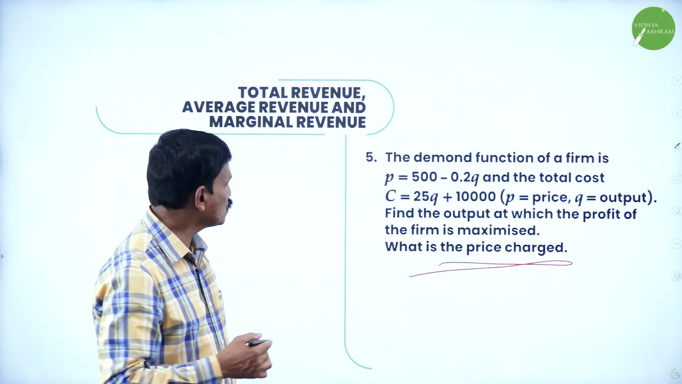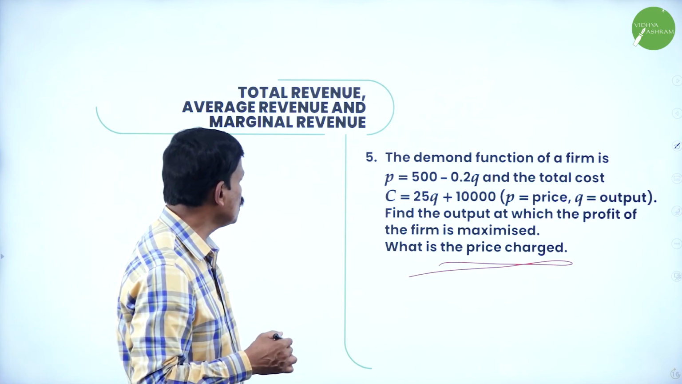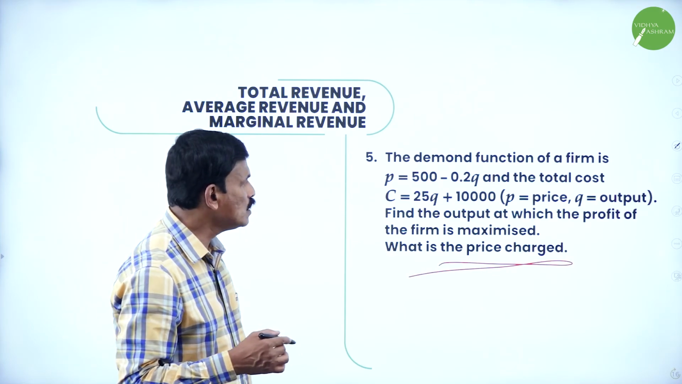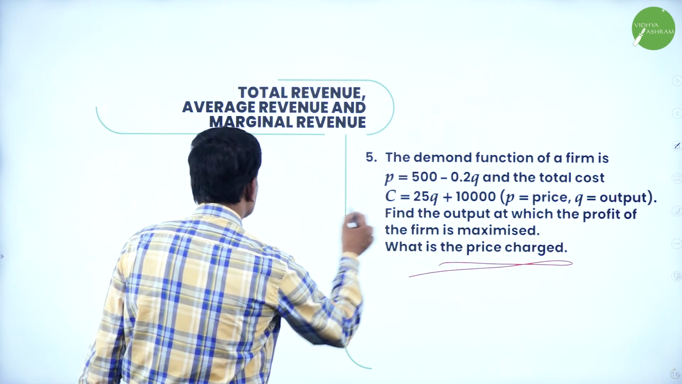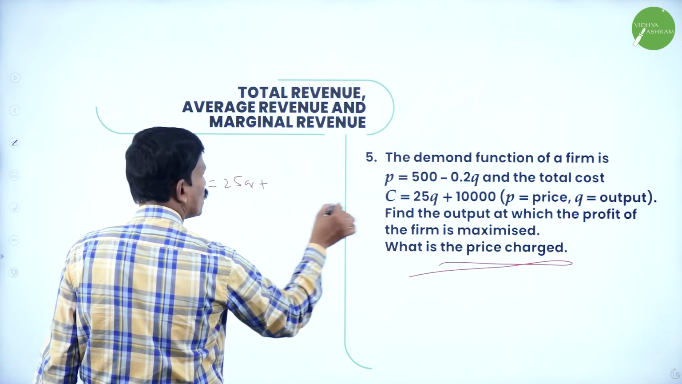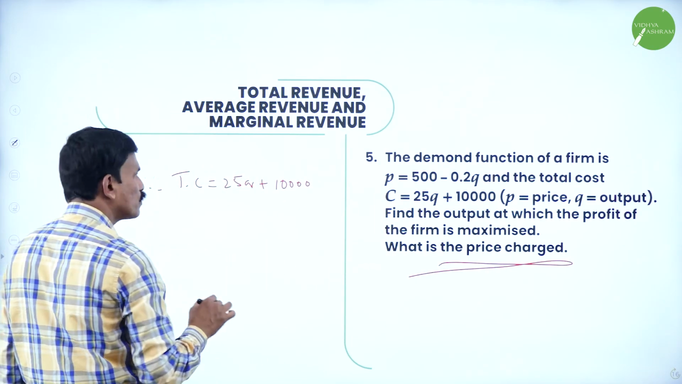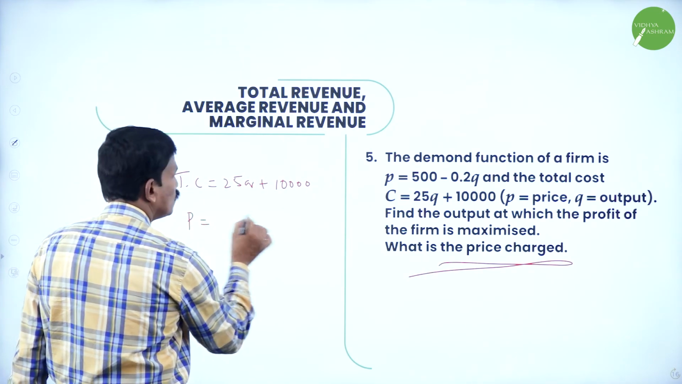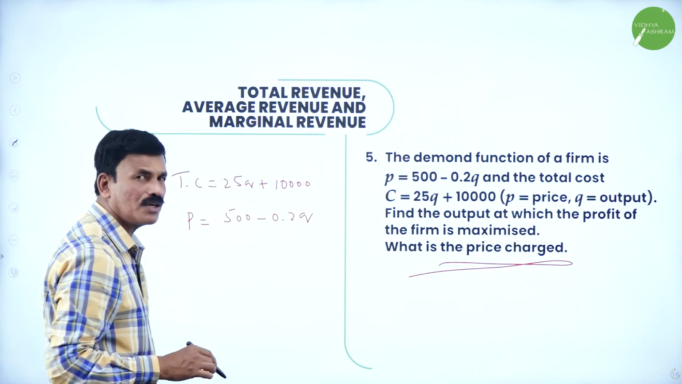Now let us come to the given equations. There are two equations. P is equal to 500 minus 0.2Q and C is equal to 25Q plus 10,000, where P is the price and Q is the output. Now what is given? The total cost is given. Total cost is equal to 25Q plus 10,000. And what is the price? Price P is equal to 500 minus 0.2 into Q. These are the quantities given.